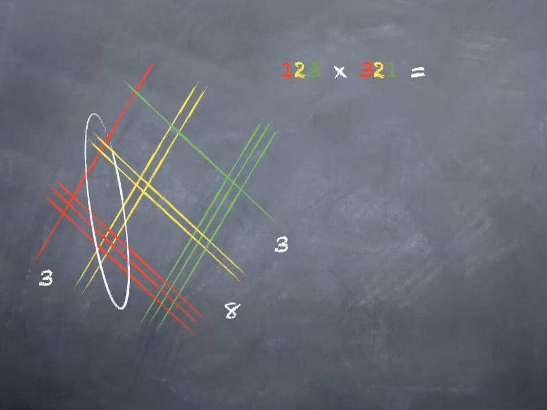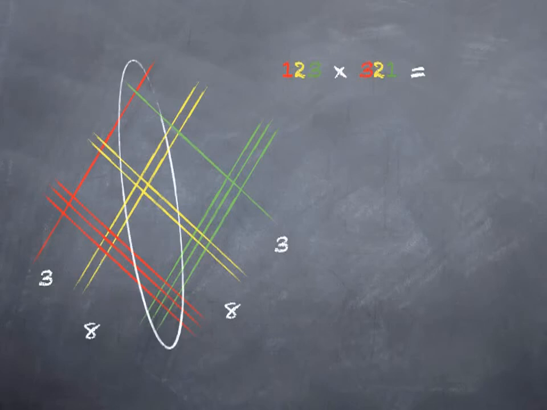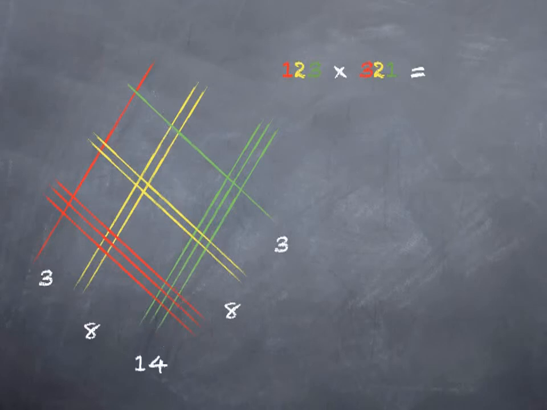Now I have red and yellow, so that's hundreds and tens, which is going to give me thousands. If you count them up, there are 8 of those. And in the middle, I either have red intersecting green, which is 1s and hundreds, or I have yellow intersecting yellow, which is 10s and 10s. Either way, that's the hundreds place. And if you count them up, you wind up with 14 hundreds. Now, just like in regular multiplication, that's a problem. I can't have 14 in the hundreds place, so that really is 1,400.